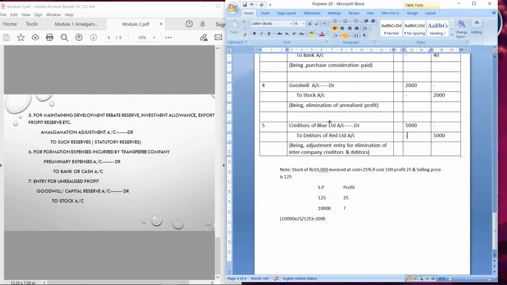See, creditors are shown on the liability side. So when you are debiting them, that means you are eliminating the effect. And debtors are assets, they are shown on the debit side. When you are crediting here, that means you are eliminating. Basically in this entry we are eliminating intercompany debtors and creditors. So we have passed this entry because information is given in the problem.